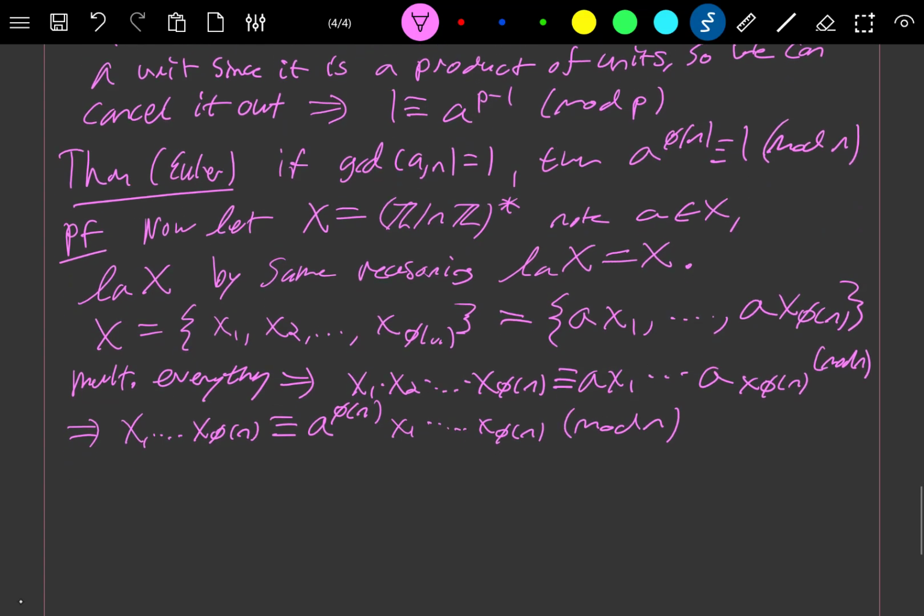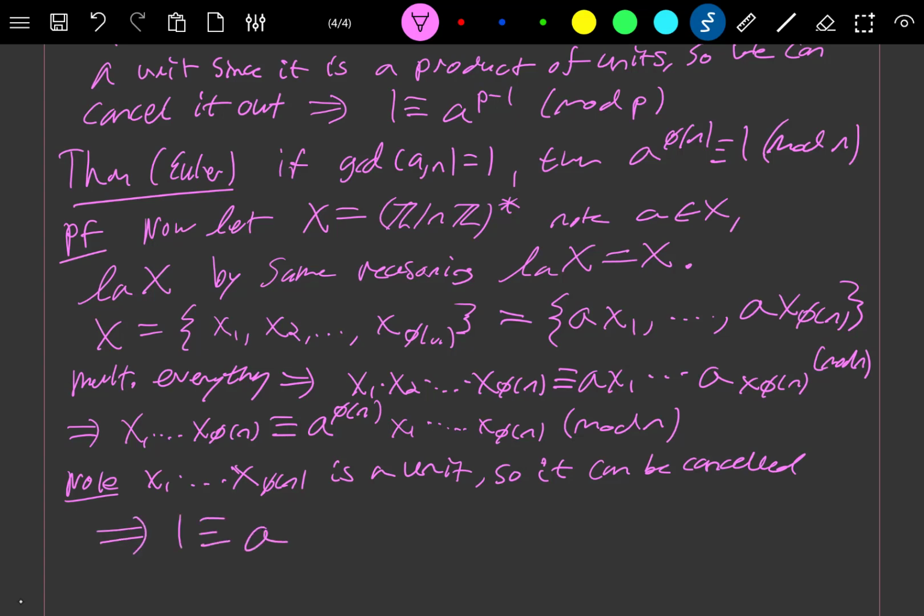And again, we note x1 times all the way to x sub phi of n is a unit, so it can be canceled out. So when you cancel it out, this gives us that 1 is equivalent to a to the phi of n, and this is, of course, modulo n, which is exactly what we wanted to show. So yeah, this is Euler's theorem and Fermat's little theorem.